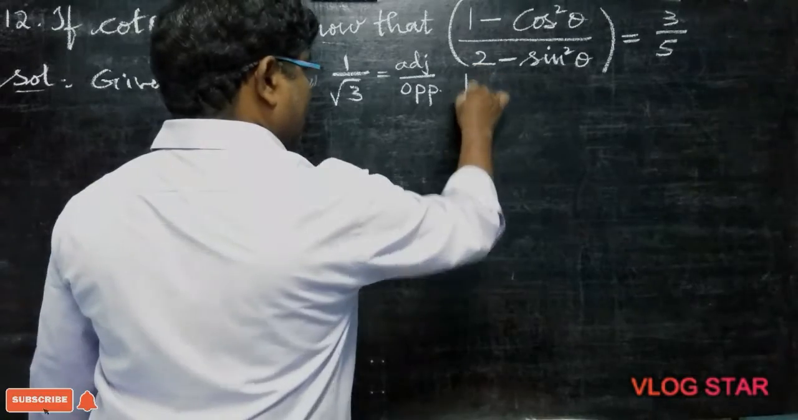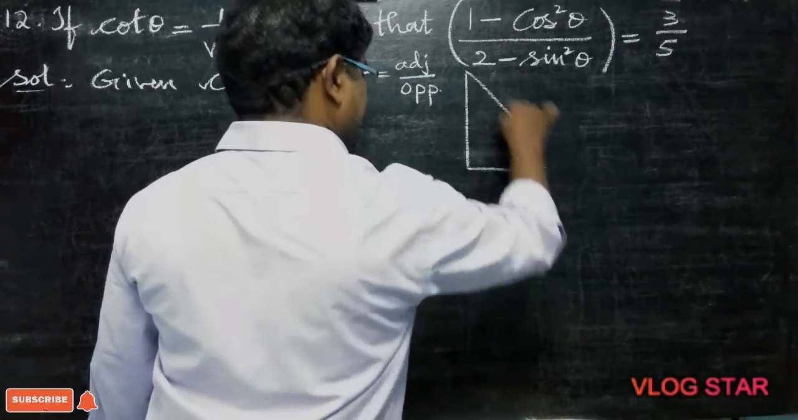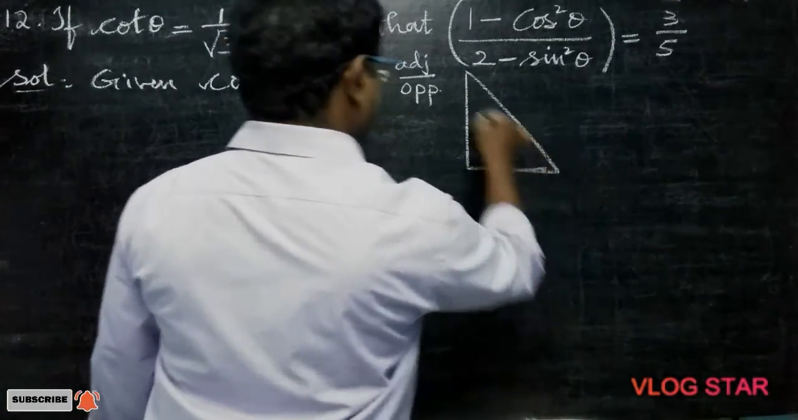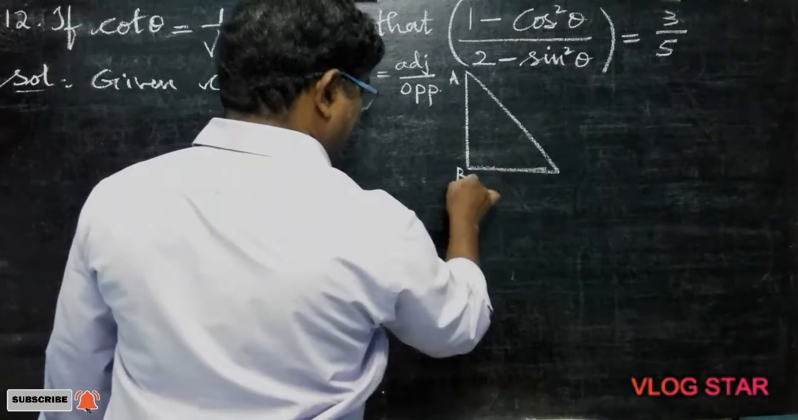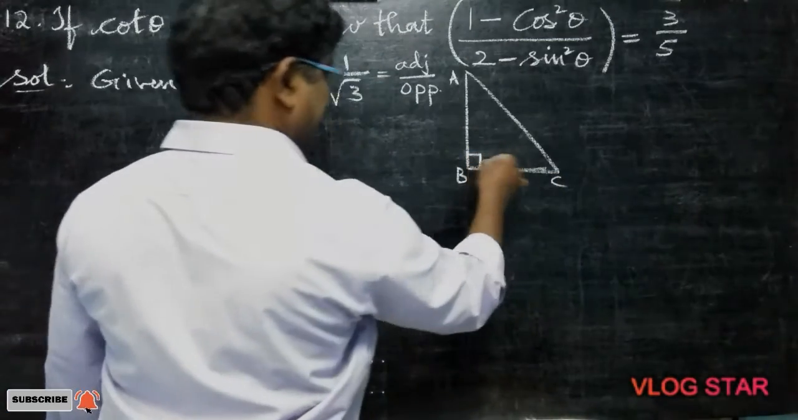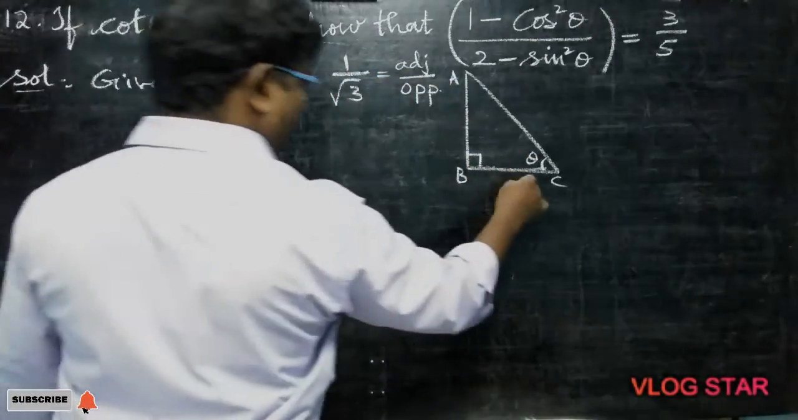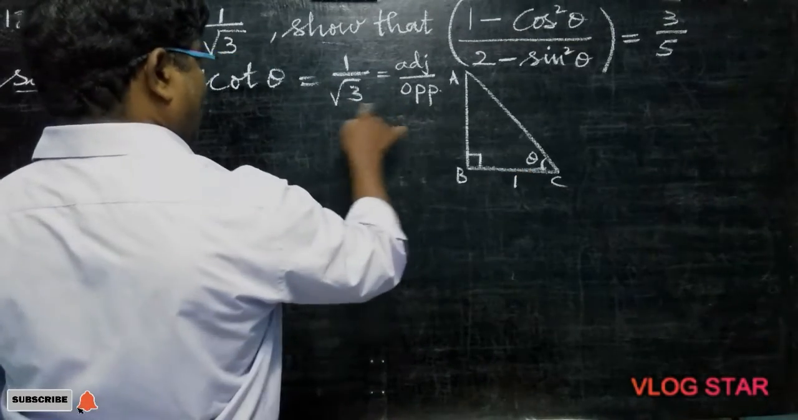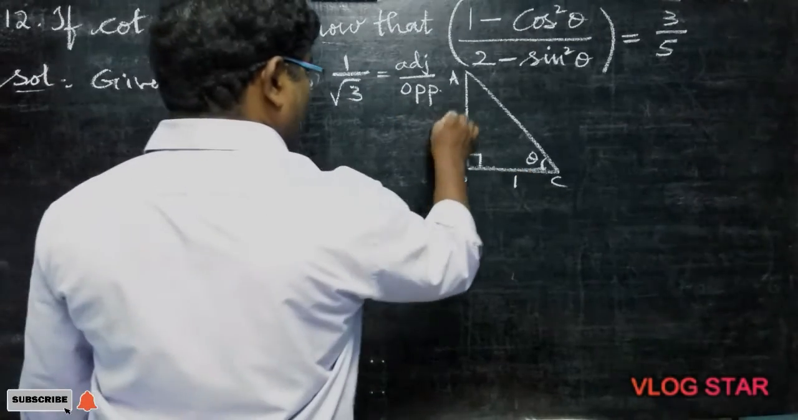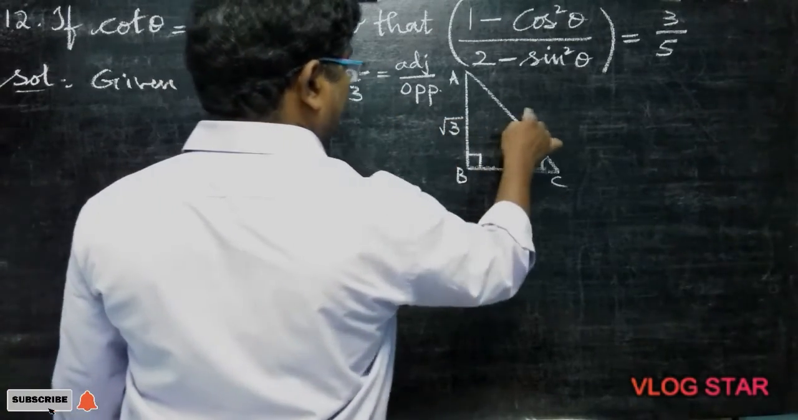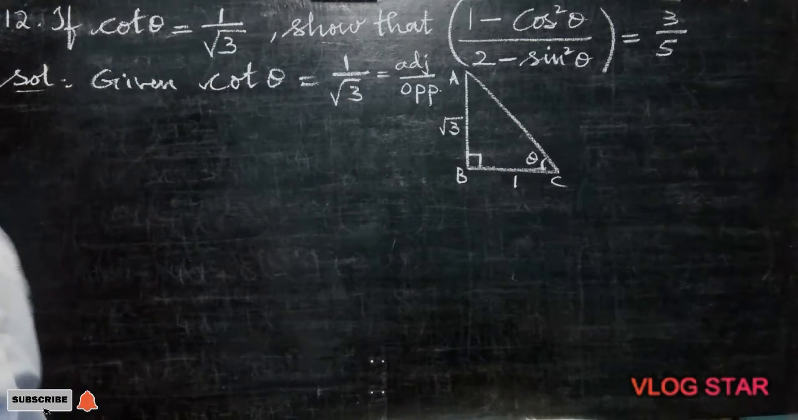So draw a right angle triangle ABC, right angle at B, and theta. Adjacent side is 1. And opposite side to theta is root 3. Hypotenuse is not given. We have to find that one.